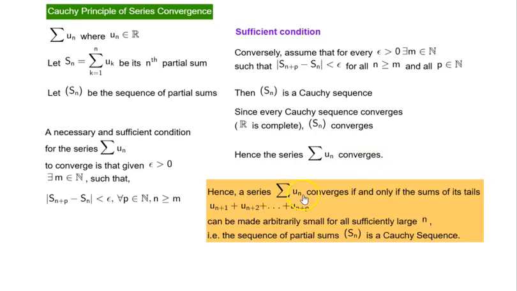A series u sub n converges if and only if the sum of its tails, u sub n plus 1 to u sub n plus p, can be made arbitrarily small for all sufficiently large n. That is, the sequence of partial sums is a Cauchy sequence. So that was Cauchy principle of series convergence.